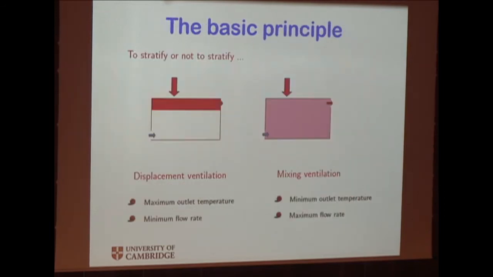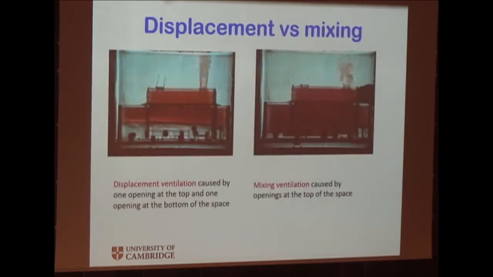Okay, so the one on the left is displacement ventilation. So cool air is entering at the lower part of the building, and warm air is leaving at the upper part, as you can see. And the system is stratified, so the warm air is near the ceiling, and the cool air is lower down. So this is just displacement ventilation. This is the stratified case.